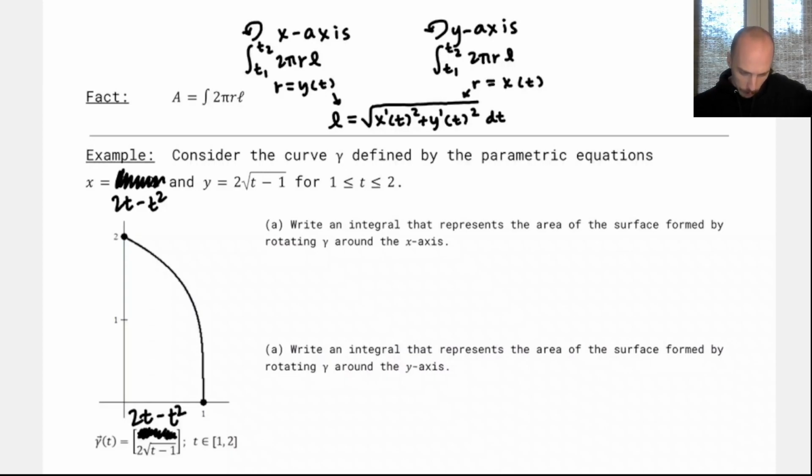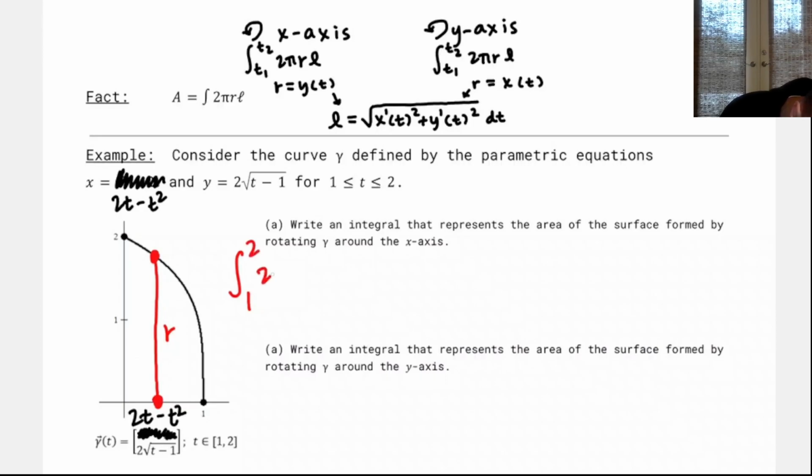So if we're going to write an integral that represents the area of the surface formed by rotating curve gamma around the x-axis, I'll do that one in red. Okay, I'm going to draw a radius here. So it's going to be the integral from t equals 1 to t equals 2 of 2 pi RL. R is y of t, so y equals 2 square root of t minus 1. And then L is going to be the square root of x prime squared plus y prime squared. So I'm going to need to probably go back and do that.